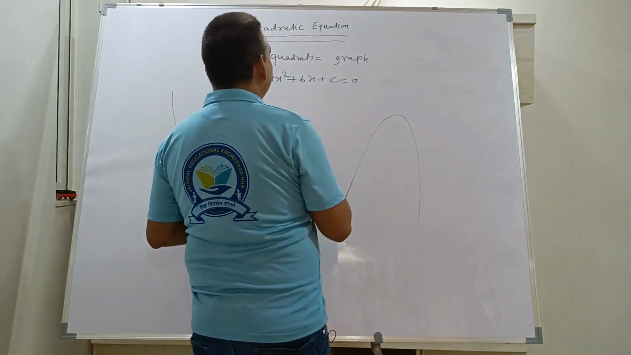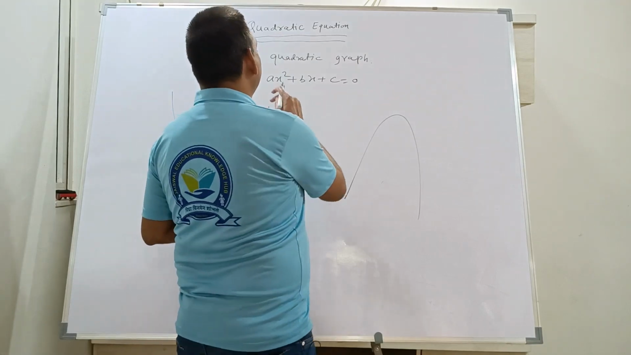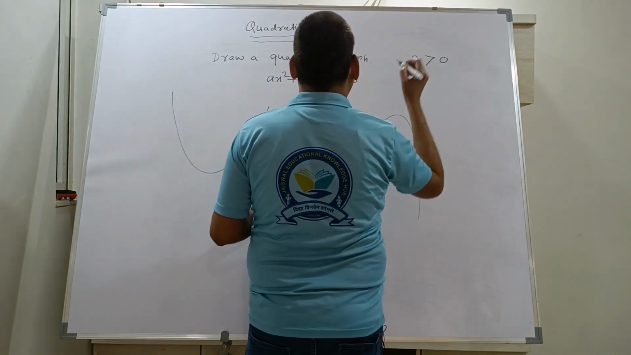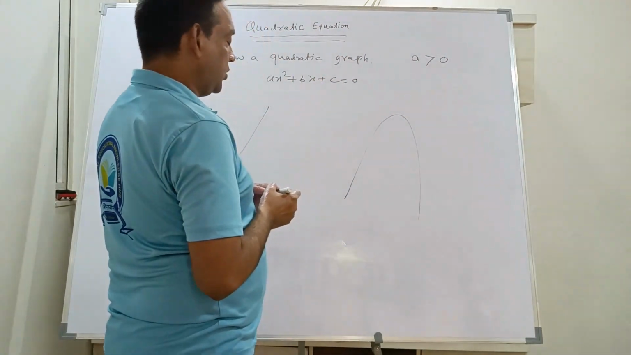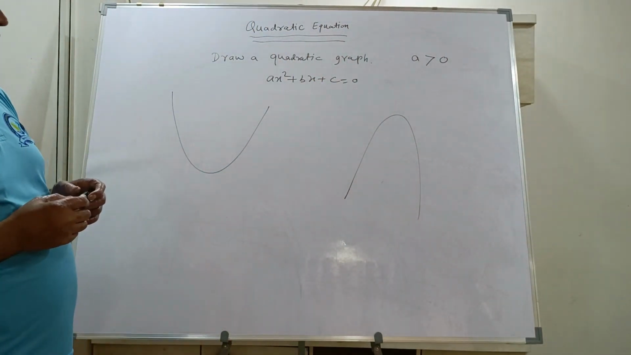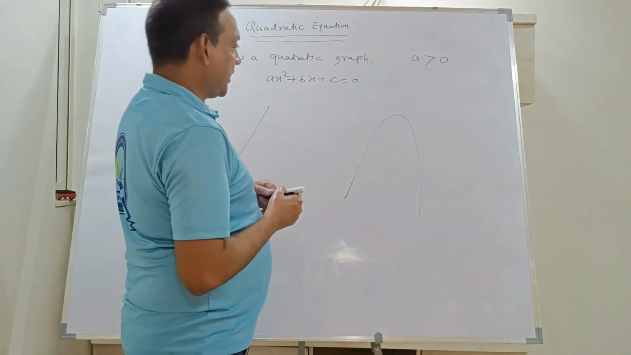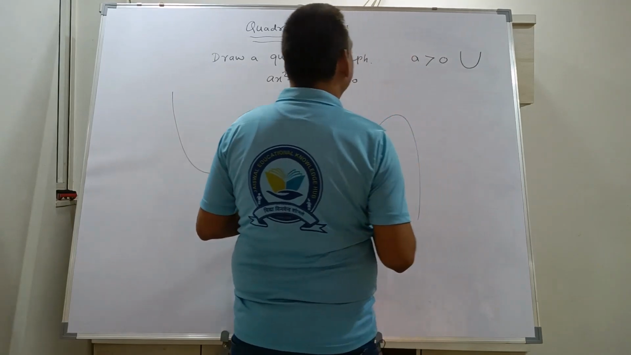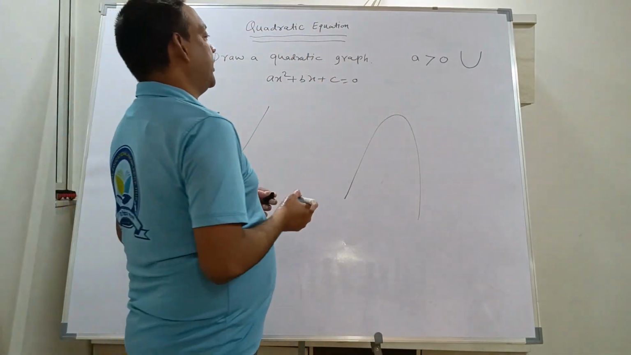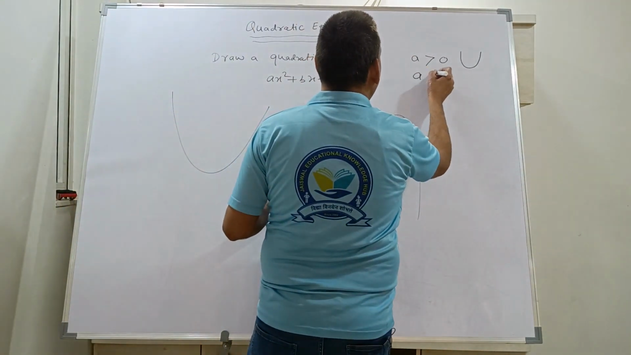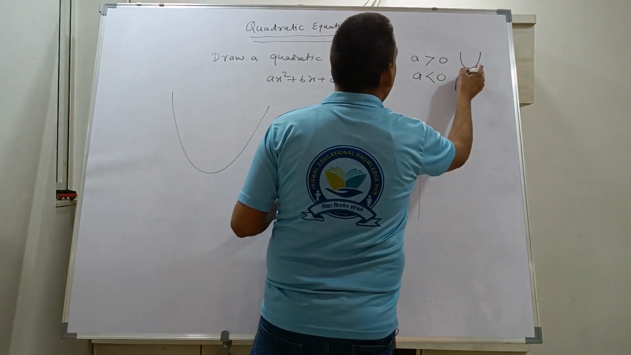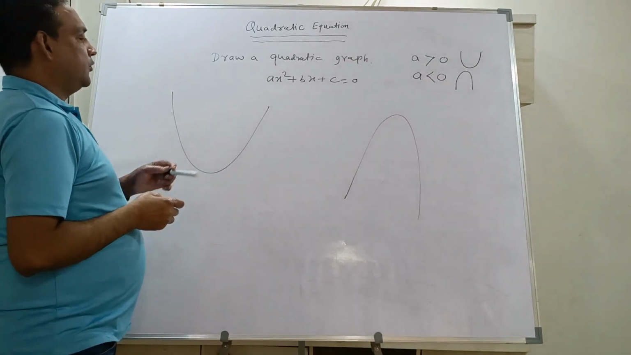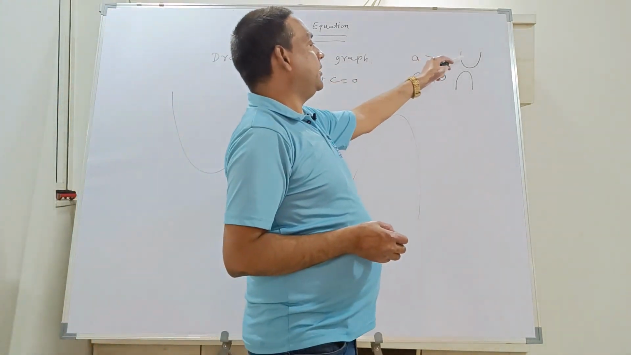We have to take the coefficient of x square. In this case it is a. If a is greater than 0, meaning a is a positive number, we'll get the parabola, that means it will be in a U shape. And when a is less than 0, it will be a hyperbola, or we simply say the sad curve. If you get something, you will be happy, that is the happy curve.